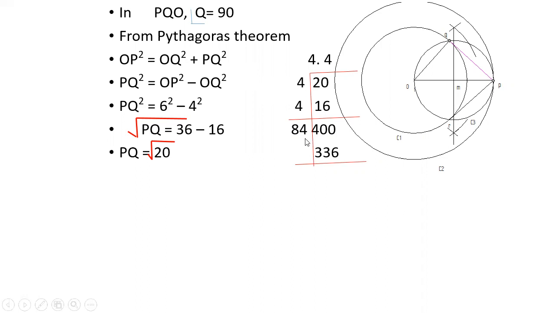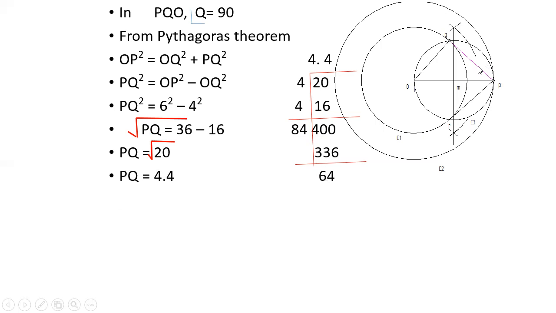And what is the next step? I need to have some number and multiply that number with the same number here. In this case, I'm choosing 4. 84 times 4 is equal to 336. Fine. And what I am left with is 64. And the answer that I have got is 4.4. Therefore, PQ is equal to 4.4.